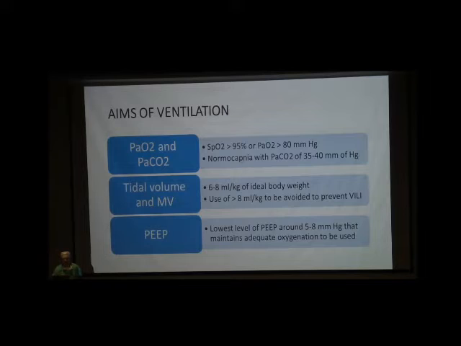The aims of ventilation should be to maintain a saturation of more than 95 or a PO2 of more than 80 millimeters of mercury. Normocapnia can be maintained in the range of 35 to 40 millimeters of mercury.